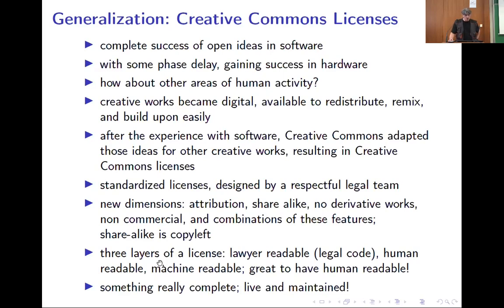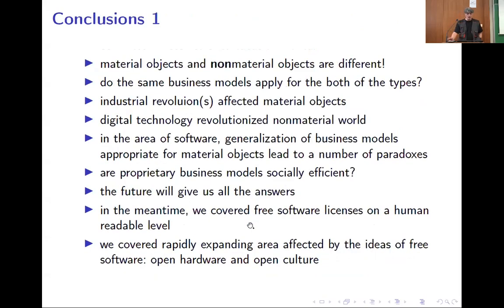Besides that, an important issue is that Creative Commons has three layers of a license. Lawyer readable, meaning legal code, which is actually a legal document. Human readable, which is something we've tried to achieve in this paper, to make a human readable presentation of essential features of free software licenses. Then machine readable, which helps repositories classify the data. For us, it is great to have human readable. In my opinion, Creative Commons licenses are something really complete, live, and maintained. A really great example. So finally, conclusions. Number one, material objects and non-material objects, we have to face the fact, are different.